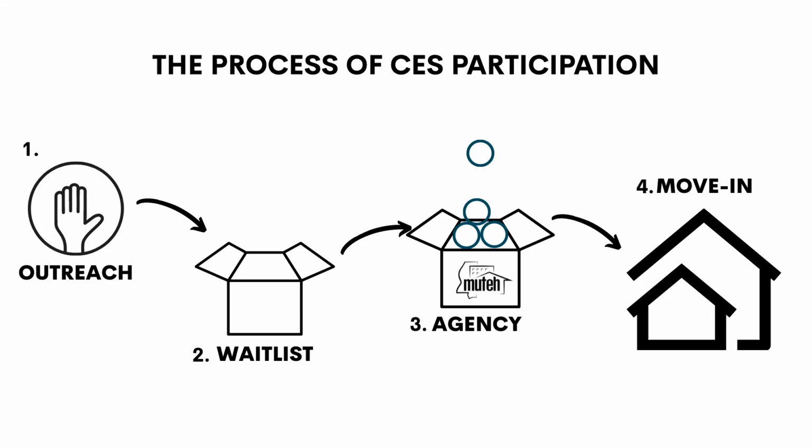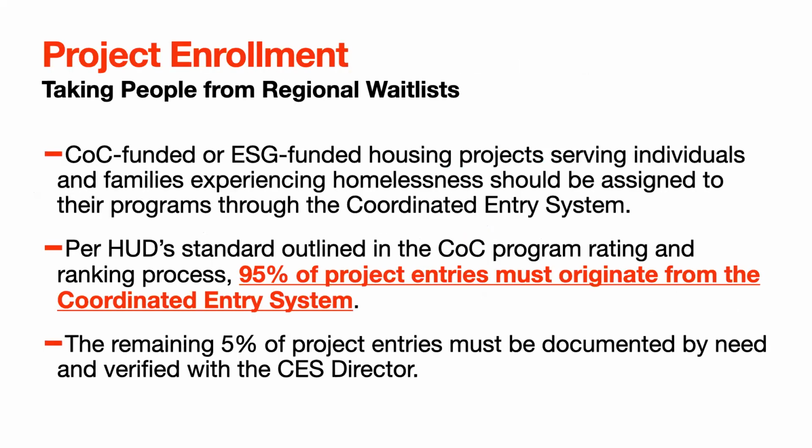And to further drive that point home, let's talk about project enrollment. When we're taking people from regional wait lists, we want to make it clear that these agencies are supposed to be assigning people to their programs from the coordinated entry system. Again, that same path: outreach, wait list, program, into housing with a move-in date. All right, I'd be remiss if I didn't say that, because Bethany will probably drive that home. Make sure we have move-in dates. We need to make sure that we're reporting out with accuracy about move-in dates.